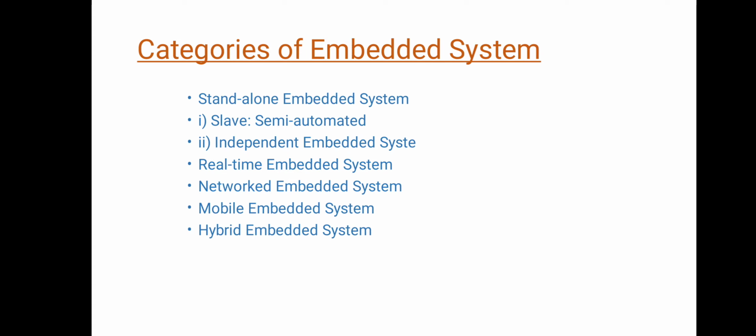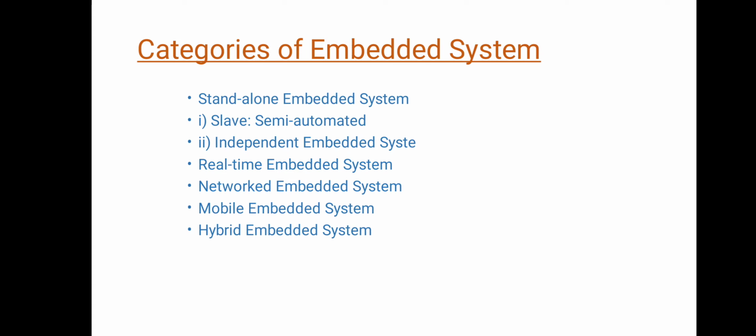The first one is the standalone embedded system. In the standalone embedded system we have 2 types. The first one is the slave embedded system, and the next one is the independent embedded system. The slave embedded system is also known as the blind embedded system, because whatever we give the device, the system just works on it. Even if we write the wrong code, it can execute what we give. It does not check whether it is correct or not. It just blindly follows what we give.